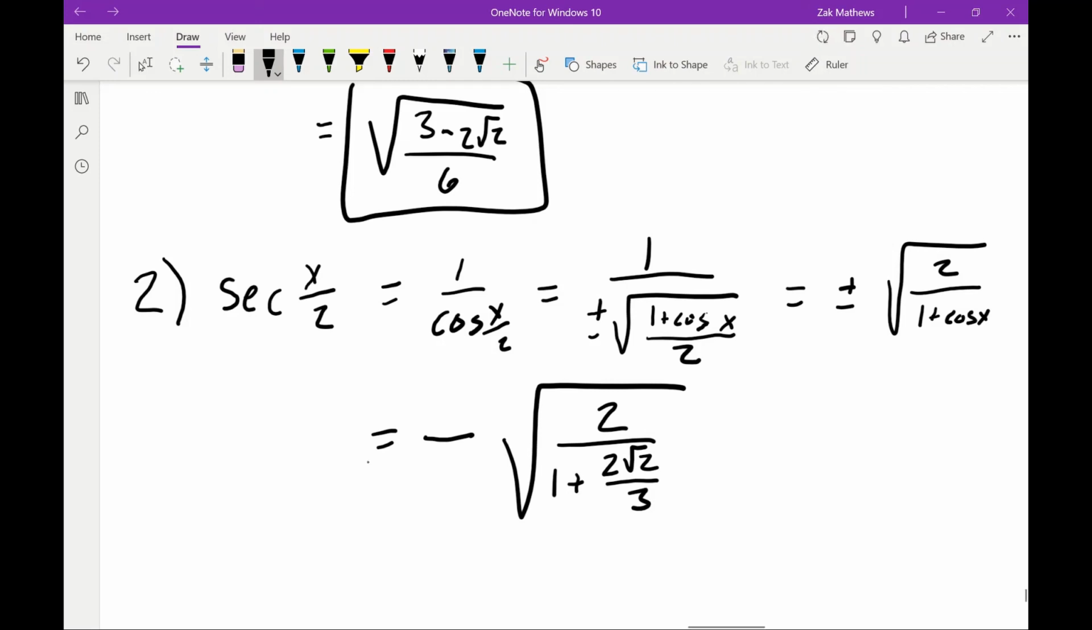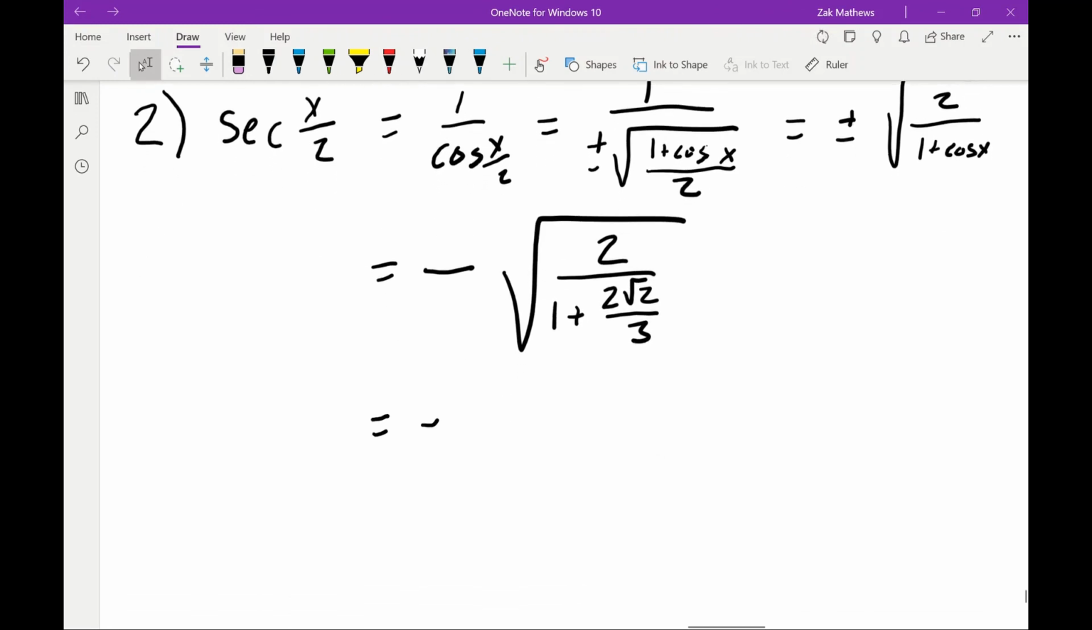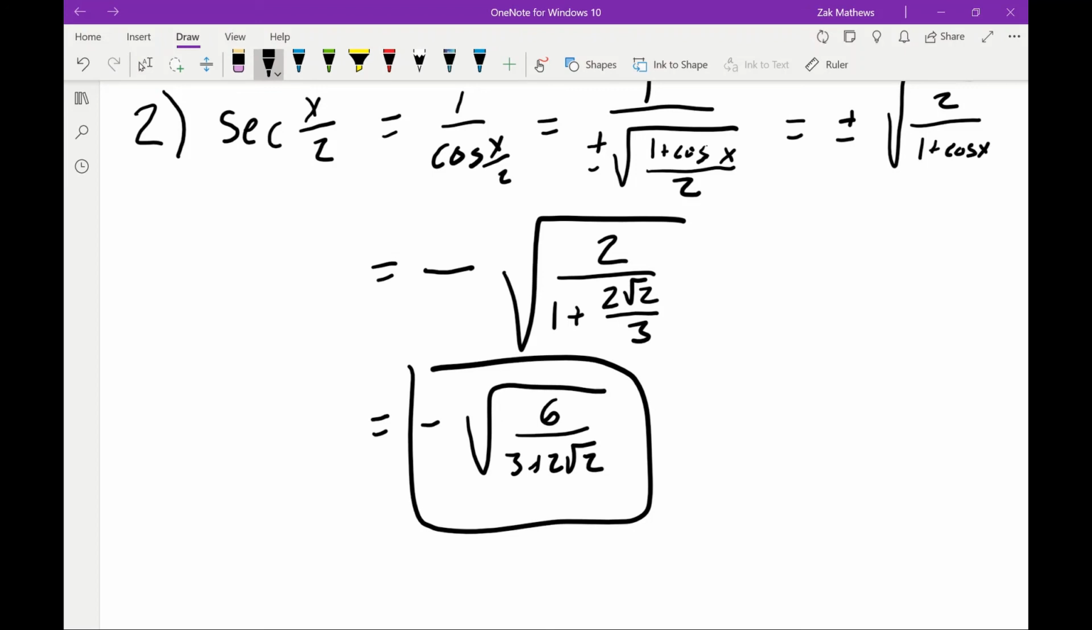Again, I want to stress these signs. It's incredibly important we can figure out how to get these signs. We have to make the choice on the outside. That is stemming from what it asked us to find, the x over 2. Once we get to the inside, well, now it's asking for something different. It's asking for x, and so we could have two different positions here. Last thing I'm going to do is simplify, so I need to multiply by that 3 again to get rid of the common denominator. And so we'd get negative square root of 6 over 3 plus 2 root 2.